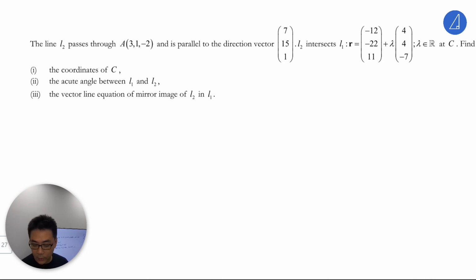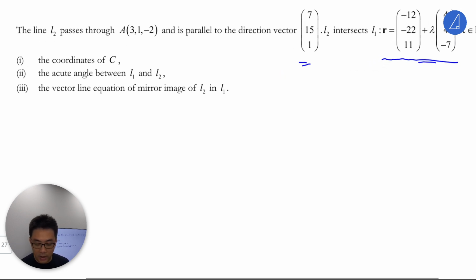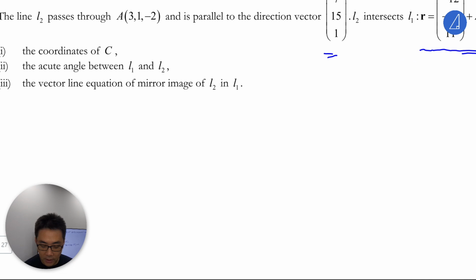So the line L2 passes through A and is parallel to this direction here. L2 intersects this at C. Find the coordinates of C. Okay, so I think the coordinates of C shouldn't be an issue. Just remember that if they intersect at C there, then L1 equals L2.